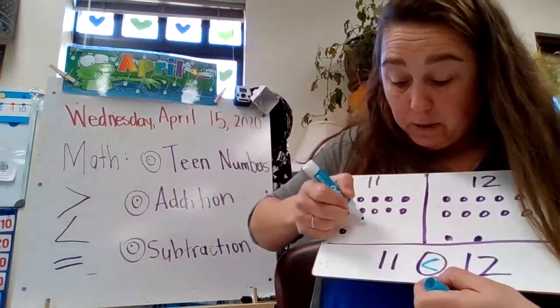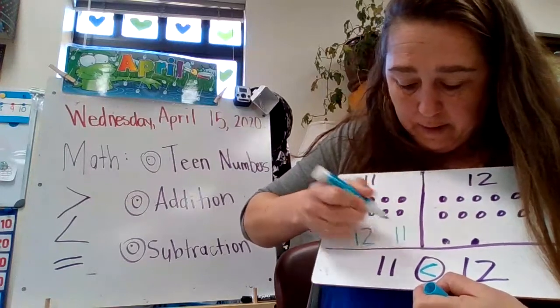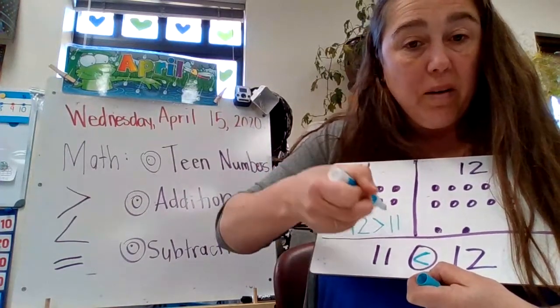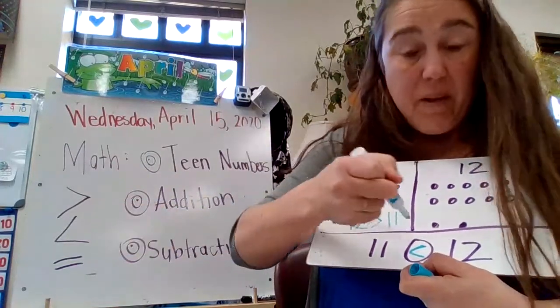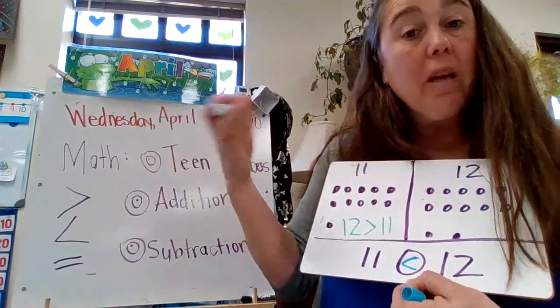Awesome. Now, if you wrote it this way, this is okay too. If you had your 12 first and your 11, you would just read it a different way. You would say 12 is greater than 11. So 11 is less than 12, or 12 is greater than 11. Same thing. Let's try another one.